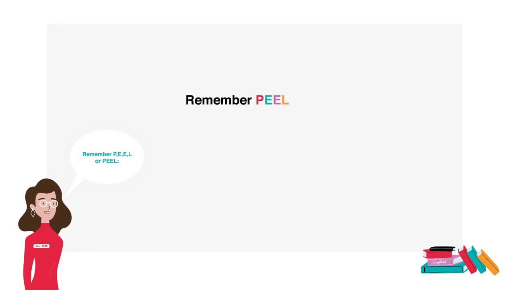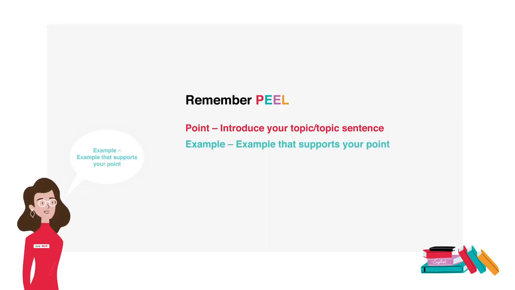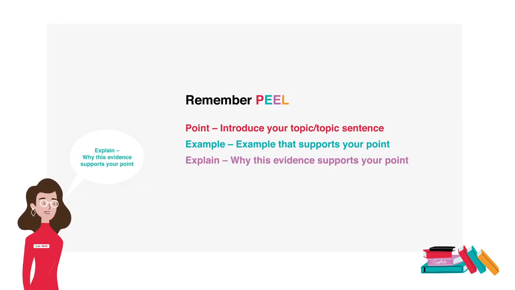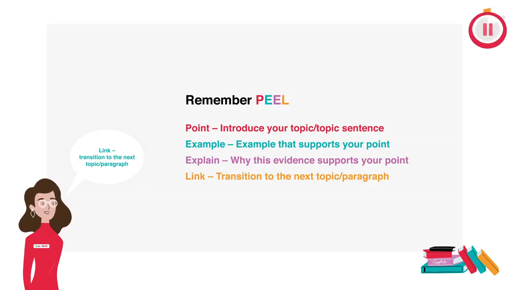Remember PEEL. Point: introduce your topic, topic sentence. Example: an example that supports your point. Explain: why this evidence supports your point. Link: transition to the next topic paragraph.